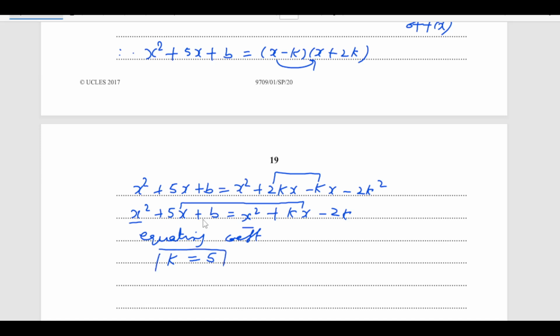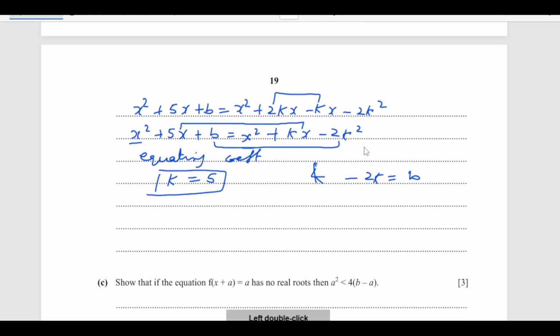So, we got k as 5 from here, and the constant term is negative 2k squared, which is equal to b, right. Sorry, here it was k squared. So, negative 2k squared is equal to b. So, negative 2 times 5 squared equals b. So, 5 times 5 is 25, 25 times 2 is 50. So, this is negative 50. So, b is negative 50.